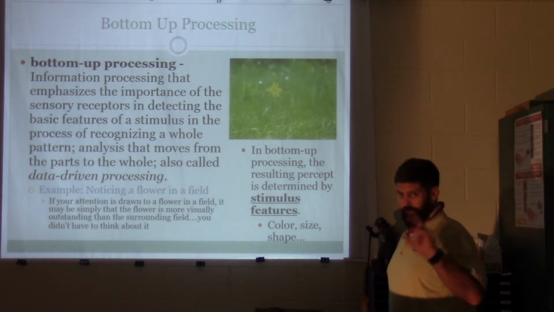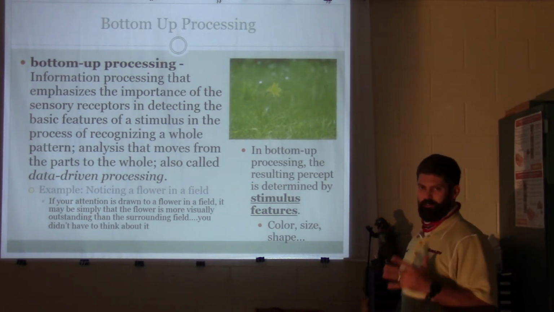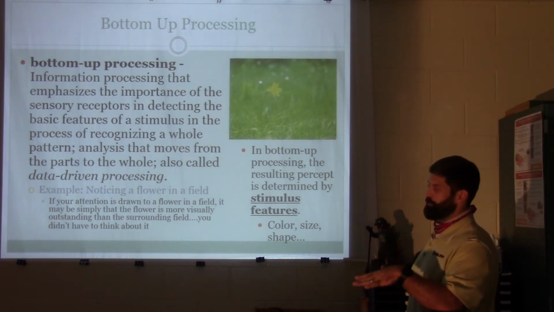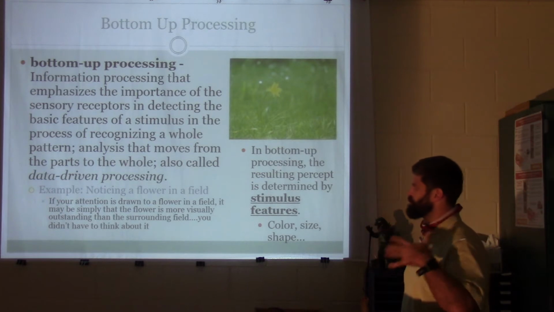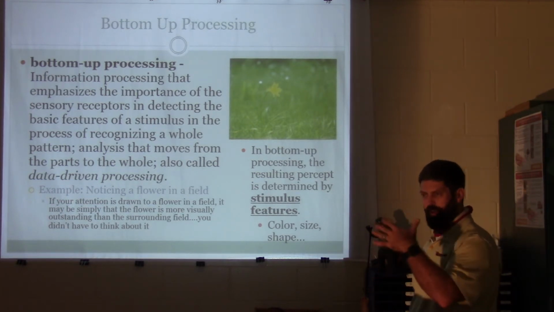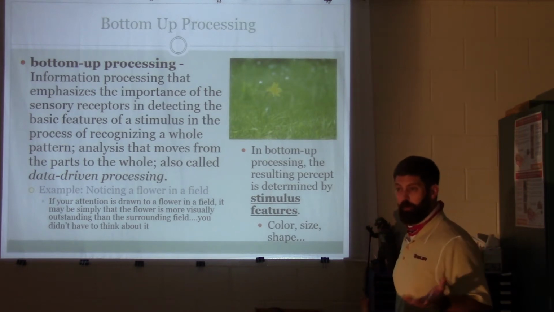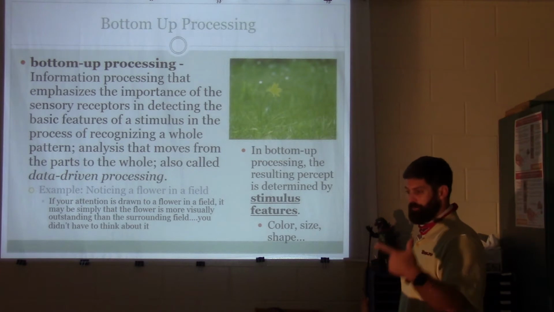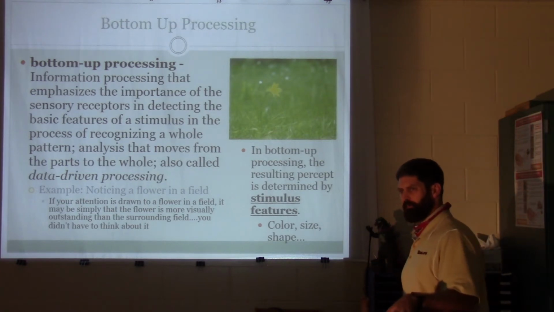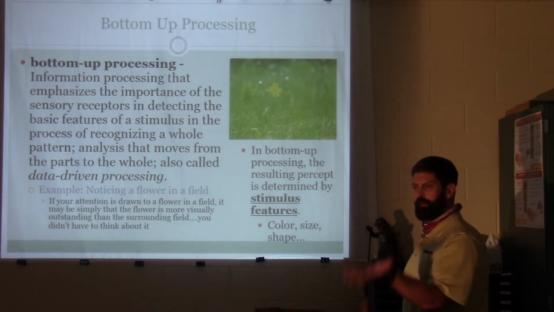All right, let's talk about two different levels of processing. So we have bottom-up processing. This is information-based processing. It emphasizes the importance of the sensory receptors in detecting the basic features of the stimulus in the process of recognizing a whole pattern. So you actually come up from the bottom. You look at the features first. That's what bottom-up processing is. Size, color, shape, all that kind of stuff would be how you build from the bottom up, right?